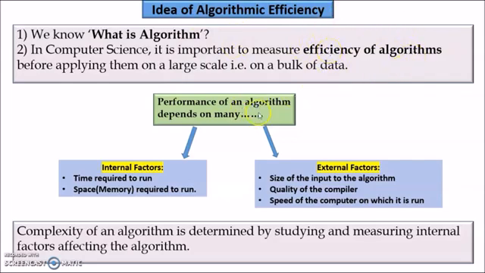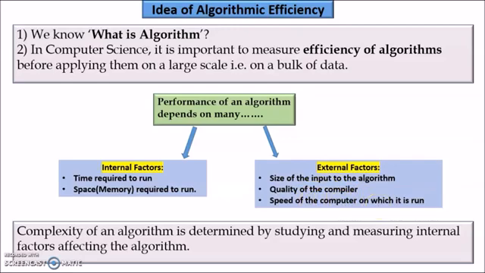Okay, so the performance of an algorithm depends on many internal and external factors. What are those internal factors? Internal factors could be the time required to run the algorithm. Okay. Second, it could be the space or the memory required to run the algorithm. And external could be the size of the input to the algorithm and the quality of the compiler, or it could be the speed of the computer on which it runs.